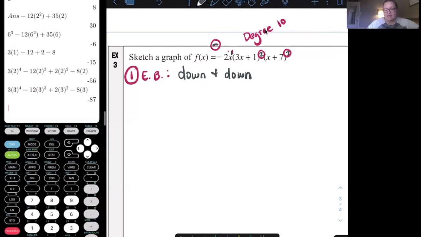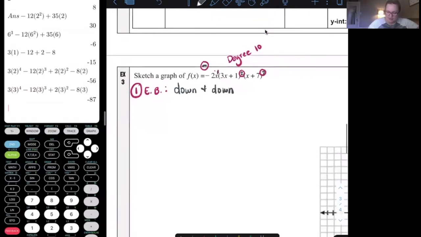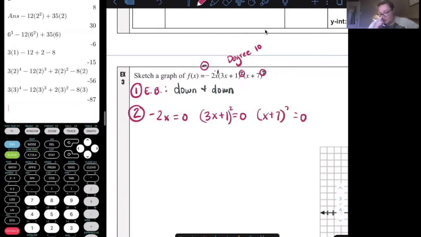All right, now we're going to find our x-intercepts. Well, since this was already factored for us, we don't even have to factor it. We just set each factor equal to 0. So -2x is equal to 0. 3x plus 1 squared equals 0. And x plus 7 to the 7th equals 0. What this means is that this x-intercept happens twice. This x-intercept happens 7 times.